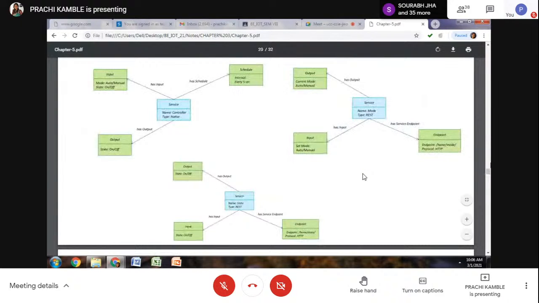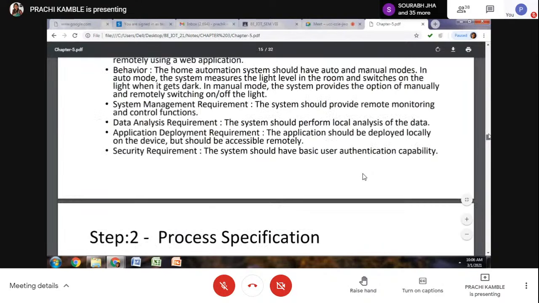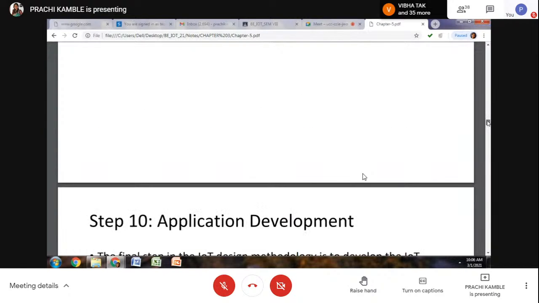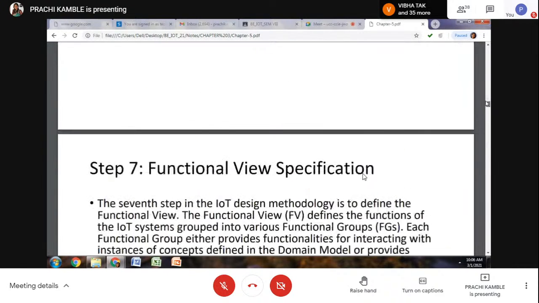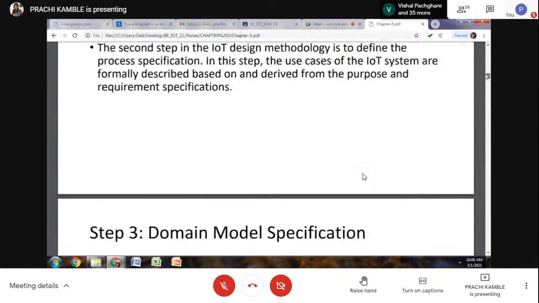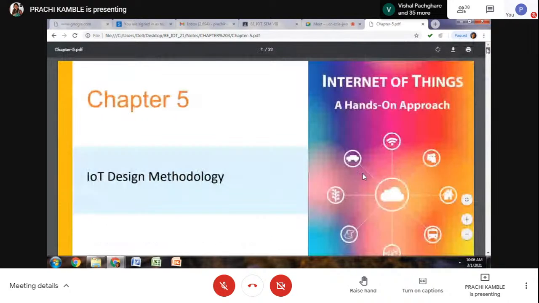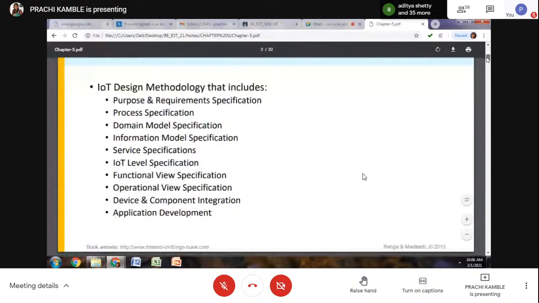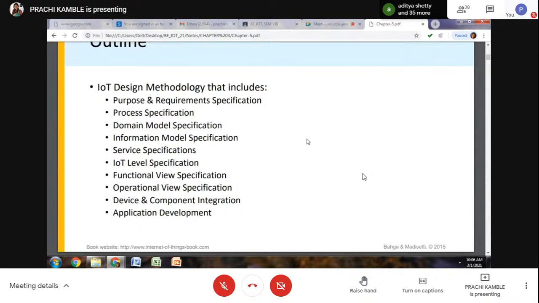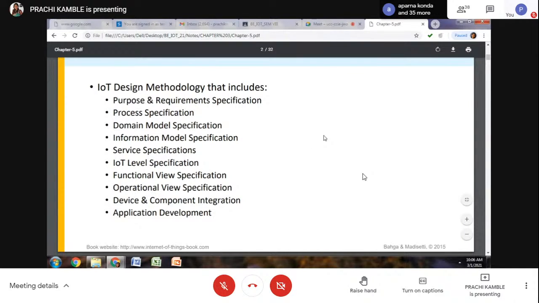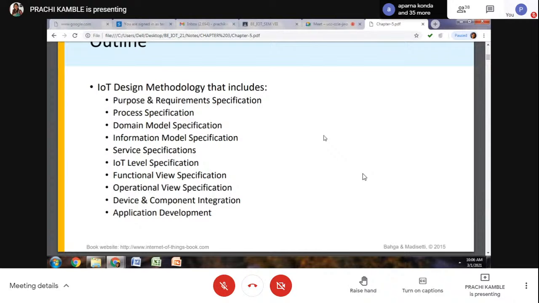So this way you have to work for your mini project also. You have to consider all these 10 steps while designing your IoT system. These are the 10 steps. Does anybody have any doubt? You can ask.